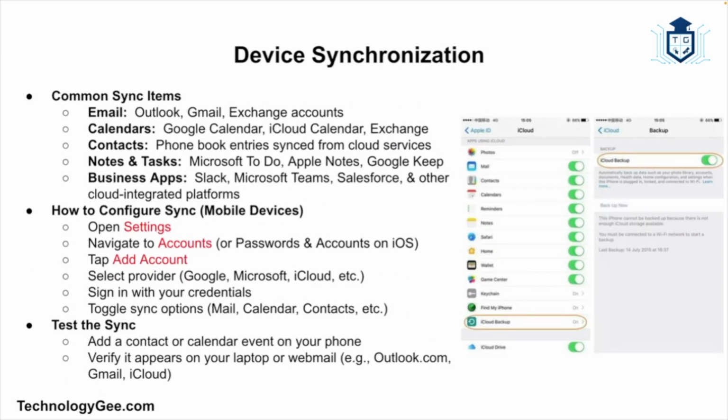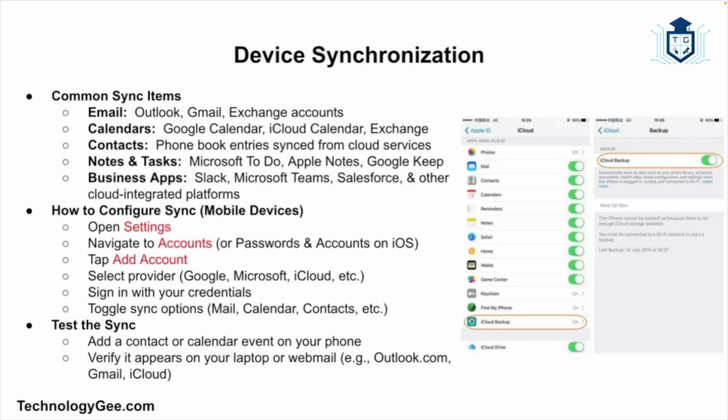All right, so let's move into application support, especially for syncing data like email, calendars, and contacts. So most modern mobile devices support automatic synchronization across multiple platforms like Google, Microsoft, Apple, and others that are out there. And some common synchronization items include email, calendars, contacts, notes and tasks, business applications.